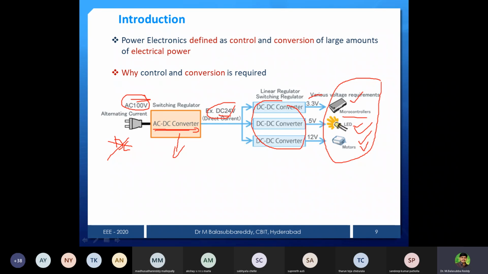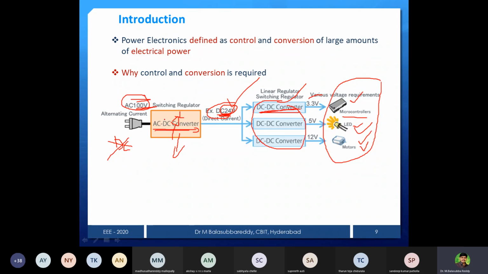Suppose we use a diode rectifier, let us assume that. What will happen? If I use a diode rectifier, a fixed DC will be obtained from AC to DC. If you give 100 volts input, let us assume that you get 24 volts DC in the output. But now this 24 volts cannot be connected to the LED or a 12 volt motor or microcontrollers. So again I want to convert this 24 volts to different voltages. So in each appliance you can connect one chopper. This is DC to DC.